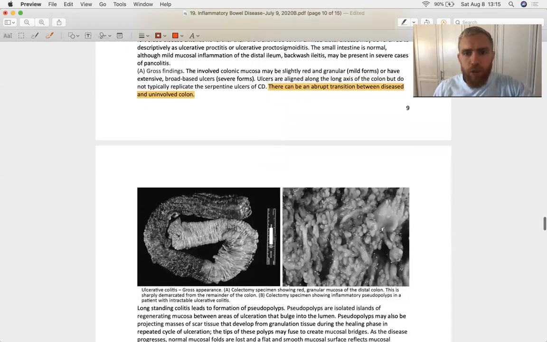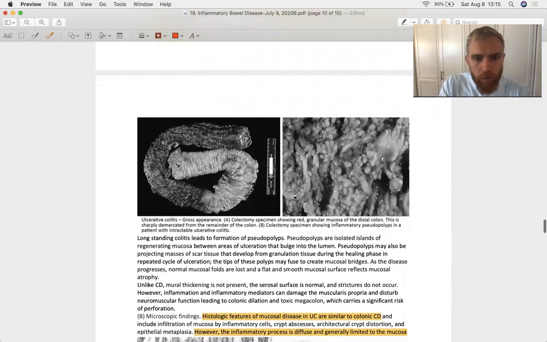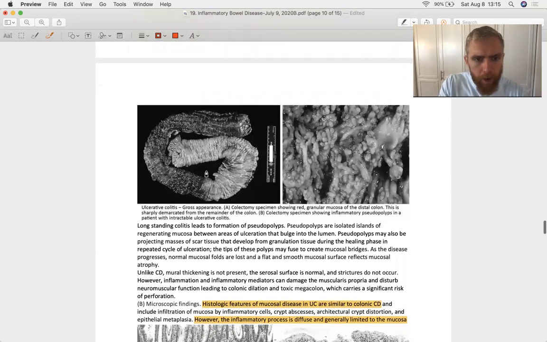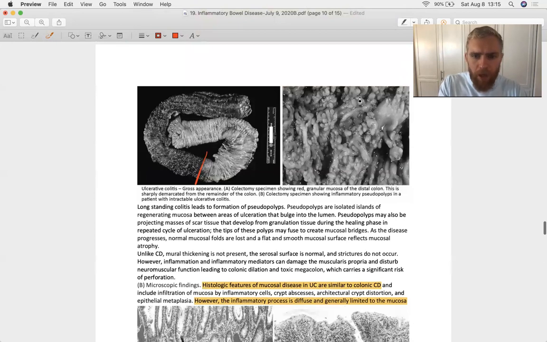There can be an abrupt transition between diseased and uninvolved colon, which is what we're looking at here. There's your transition. Again, that's very distinct, well demarcated. And you could see colonic polyps. And again, remember we said E-cadherin, beta-catenin can be involved. Those are the same genes involved in our polyps and possibly even carcinomas of the colorectal GI tract.